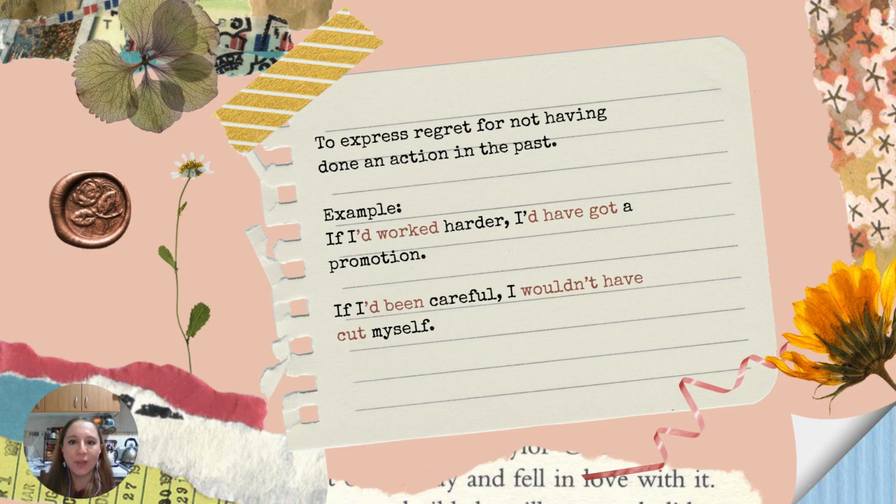Moreover, we use the third conditional to express regret, that is, for not having done an action in the past. Let's read these sentences together. If I'd worked harder, I'd have got a promotion. If I'd been careful, I wouldn't have cut myself. If you notice, we are using the contracted form of had in these sentences, which is the apostrophe plus the letter D. Don't forget to use it this way, just like in these examples.